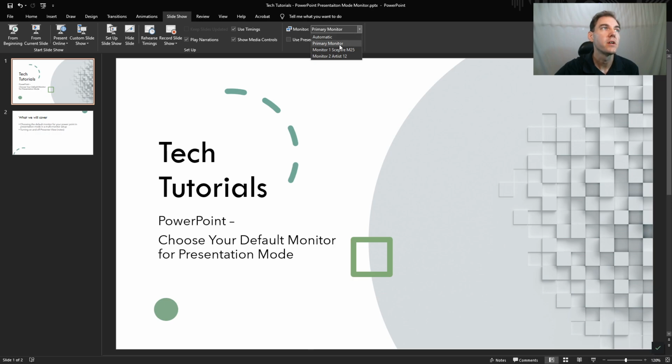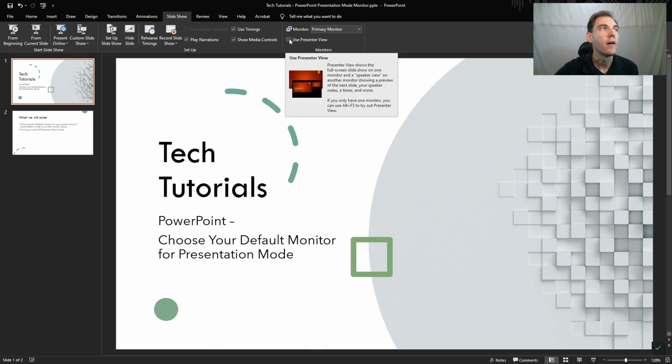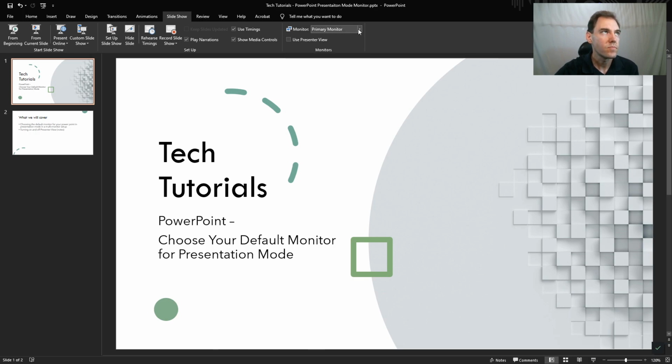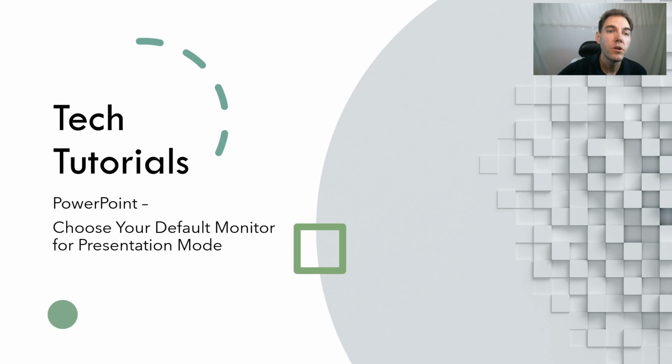So right now I have selected Primary Monitor. That's the one I'm recording right now. And I have presenter view turned off. So this is presenter view. Notice if I go down and click Start Presentation, then this is the monitor I'm recording on, and you can see the full presentation.